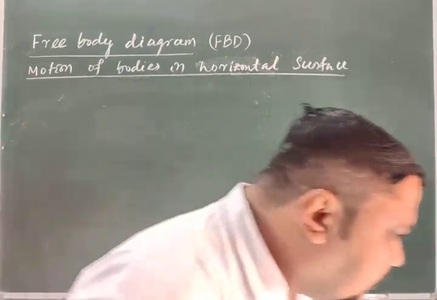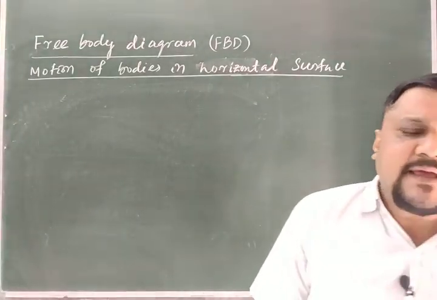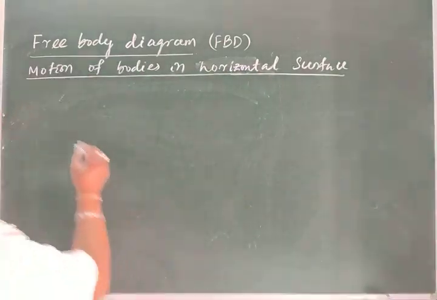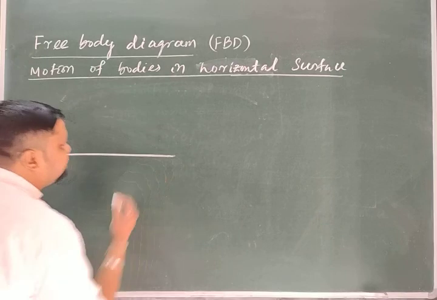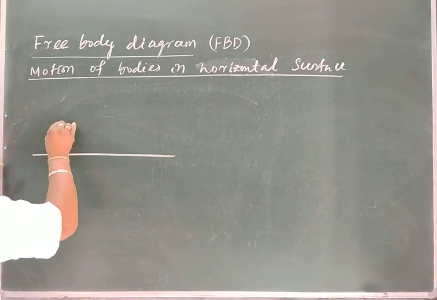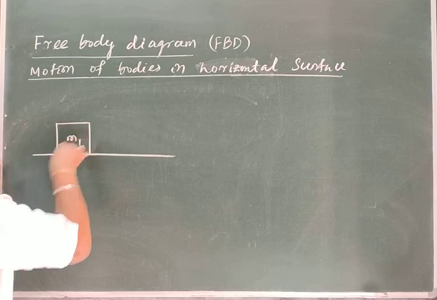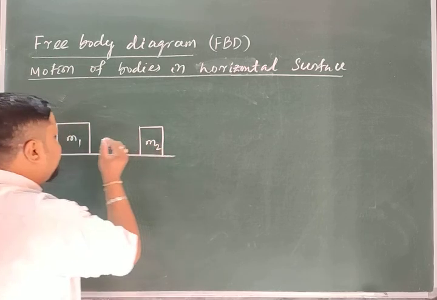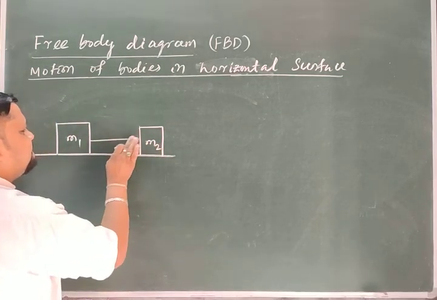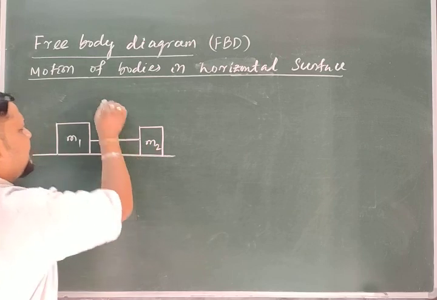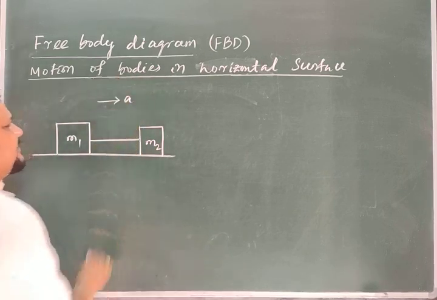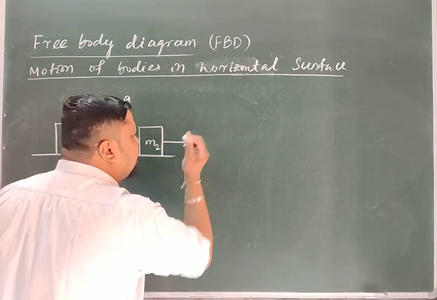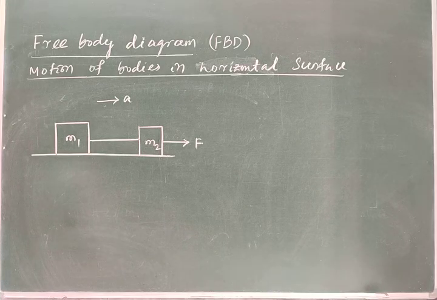And what is the direction of tension? Already we know that. We have already solved some of the numericals in free body diagram. So now in this case, suppose my question is, let us consider the body of mass m1, another body of mass m2. They are connected by a string and moving along a horizontal surface with an acceleration a by the application of a force F.